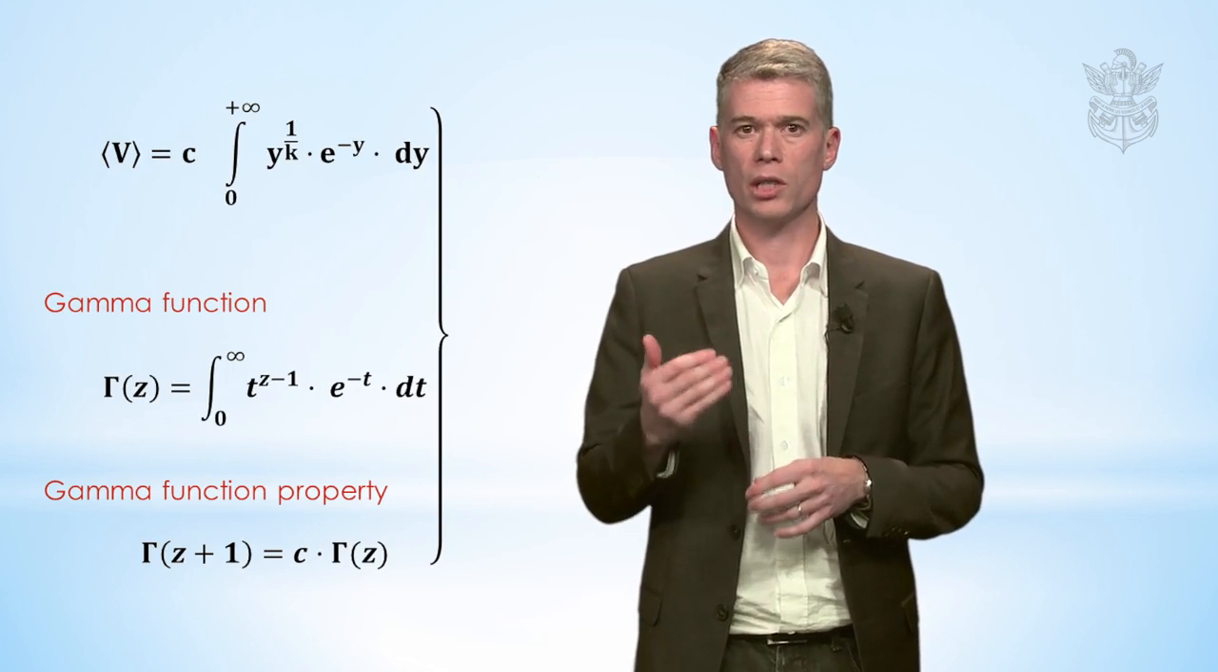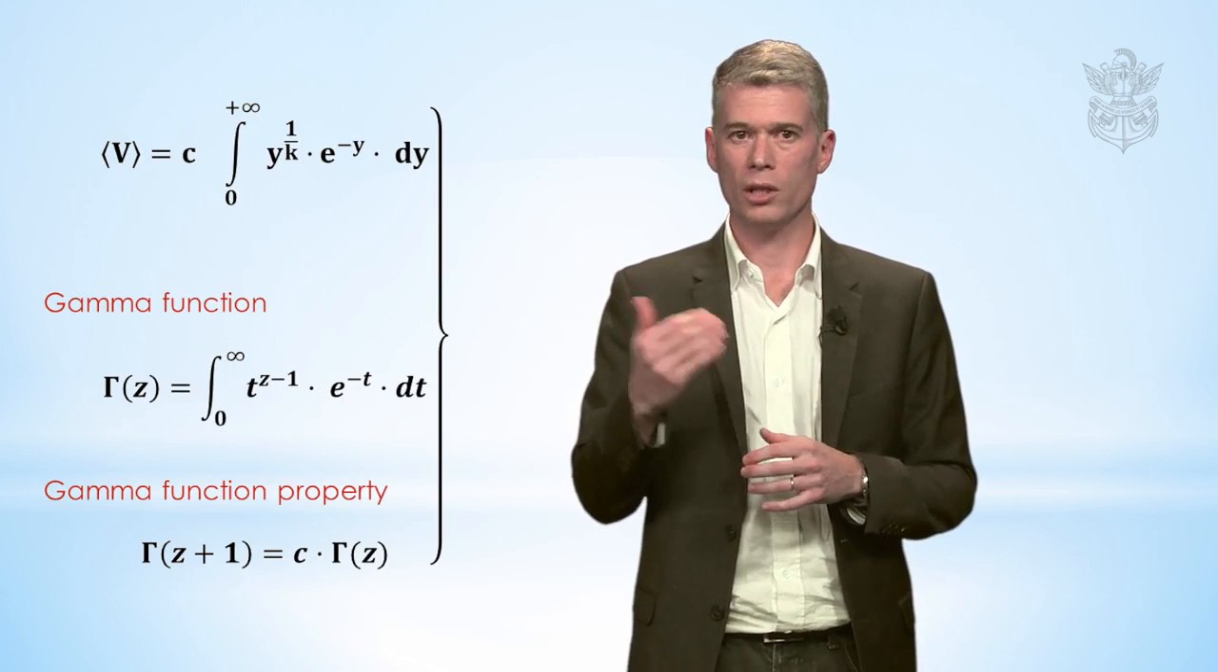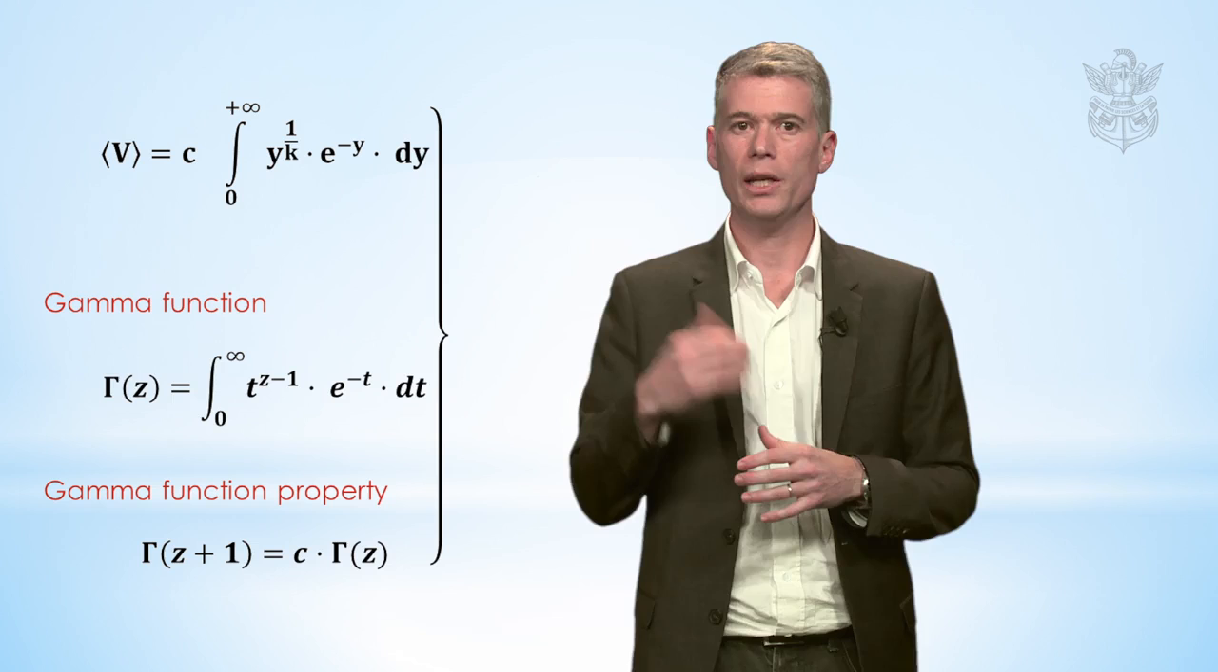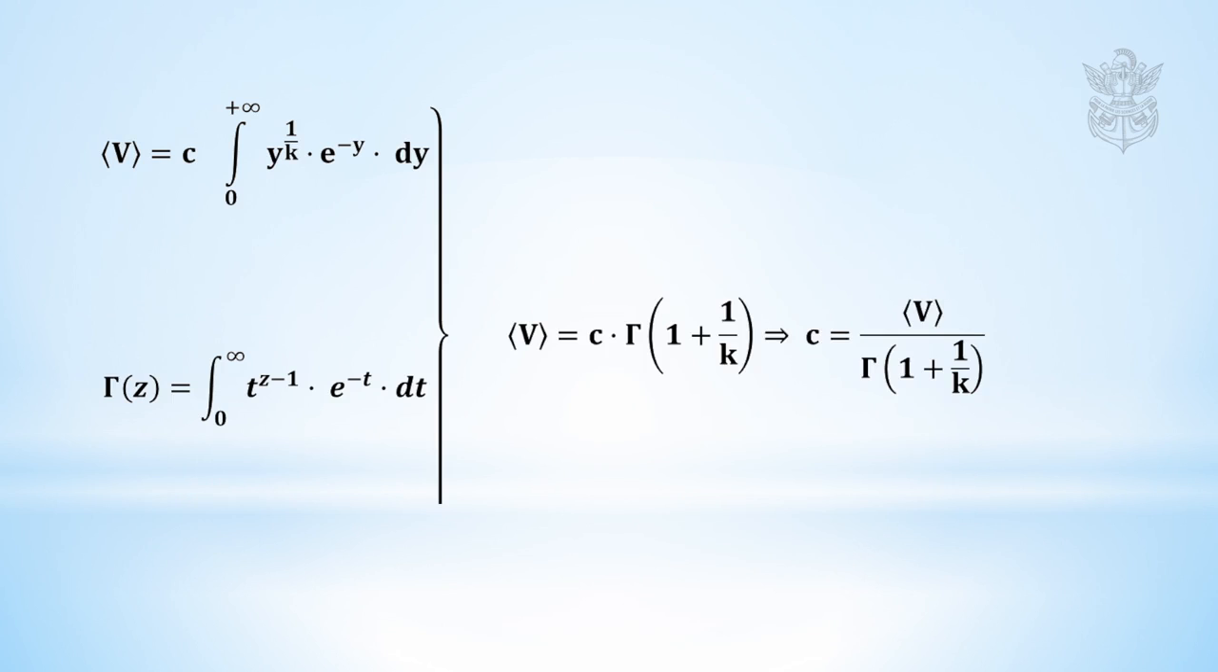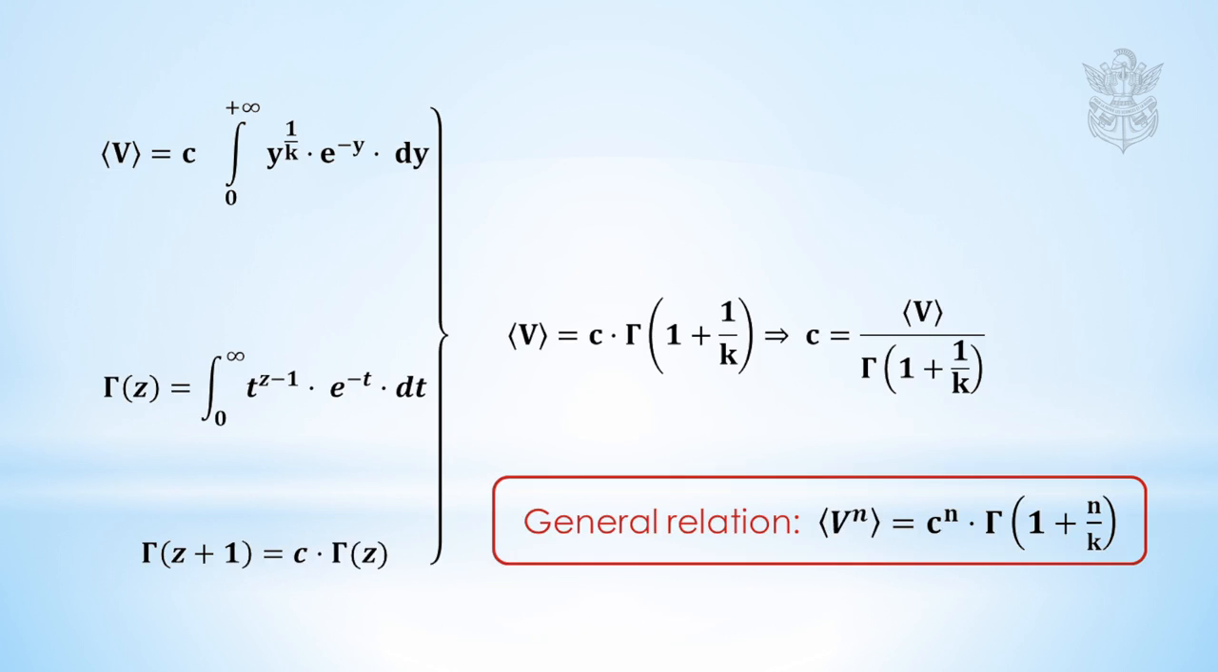Now, taking the deduced expression for the mean value and the definition of the gamma function, plus its property relating gamma of z plus 1 to gamma of z, we can obtain an analytical expression of the mean wind speed expressed as the product of the scale parameter by the gamma function of 1 plus 1 over the shape parameter. And the scale parameter can be obtained from this expression. It can be either computed numerically or tabulated to facilitate its calculation. The properties of the Weibull distribution and the gamma function lead to a simple expression for higher moments as well, expressed by this formula.